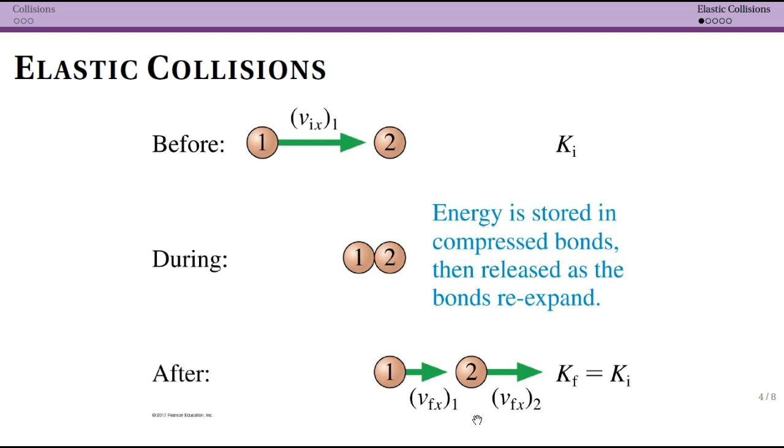kinetic energy. So we have kinetic energy, we have some sort of interaction, and then at the end we again have kinetic energy. And the idea here is that your kinetic energy is conserved. So the signature of an elastic collision is that kinetic energy is completely conserved, and we don't have to worry about the exact interaction in between.